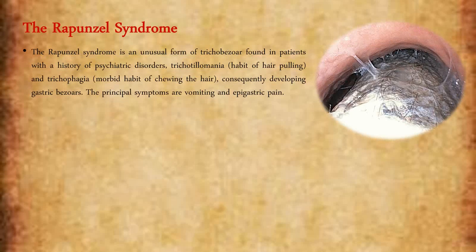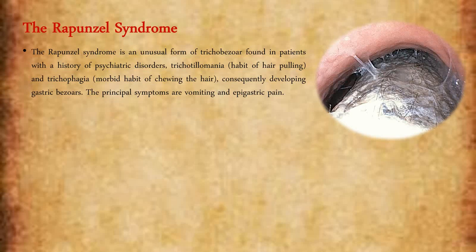Rapunzel syndrome is an unusual form of trichobezoar found in patients with a history of psychiatric disorder, trichotillomania, the habit of hair pulling, and trichophagia, the morbid habit of chewing the hair, consequently developing gastric bezoars. The principal symptoms are vomiting and epigastric pain.